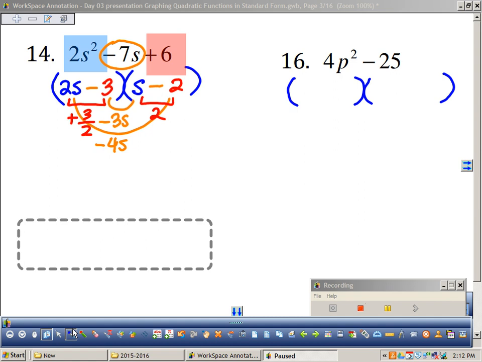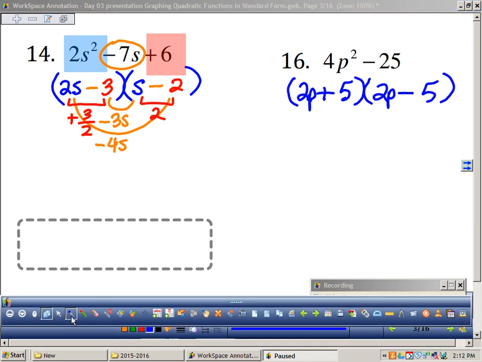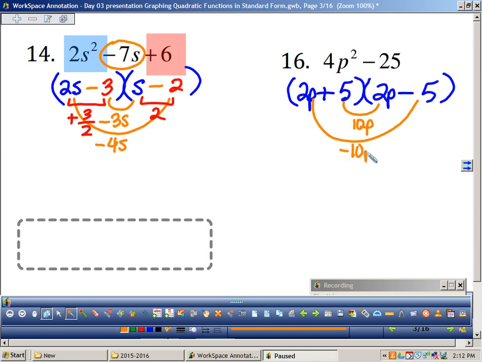Guys, whenever there's no middle term, it's because they are canceling each other out. One's a positive, one's a negative, and they're exactly the same thing. I break up the squares. So 4 is broken up into 2 times 2, and 25 is broken up into 5 and a 5. Thank you for telling everybody to be quiet. So, when I do my rainbows and checks, I get 10p and negative 10p, which gives me no p.